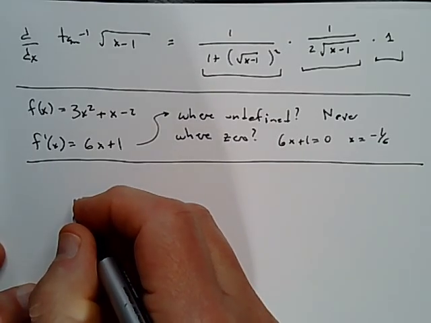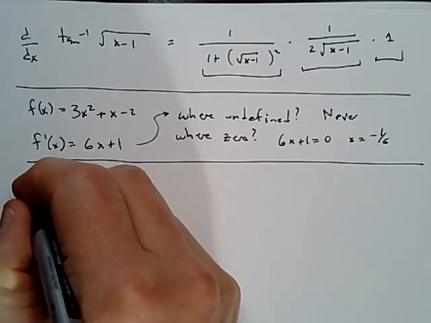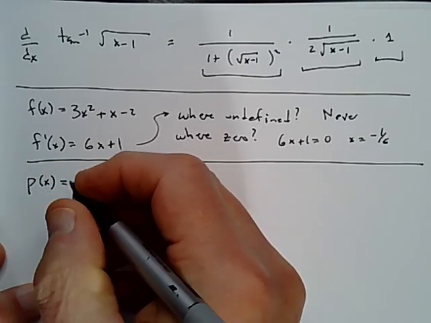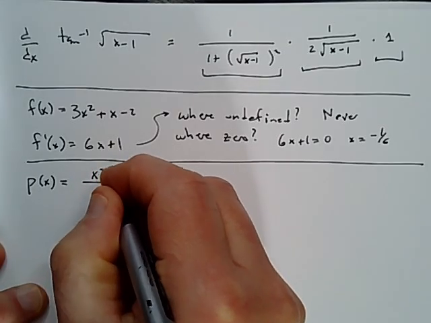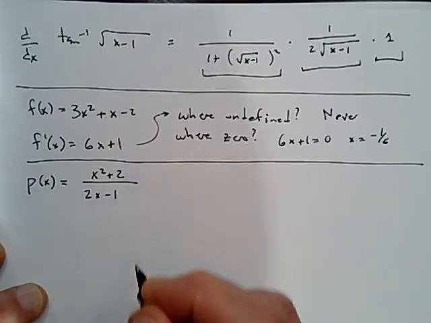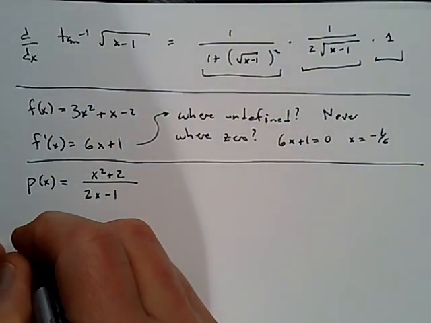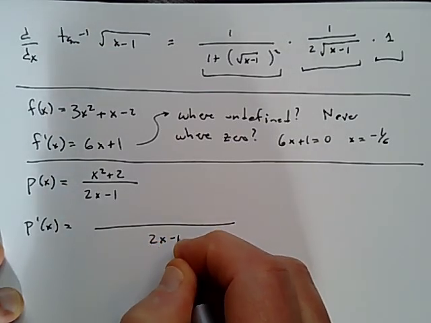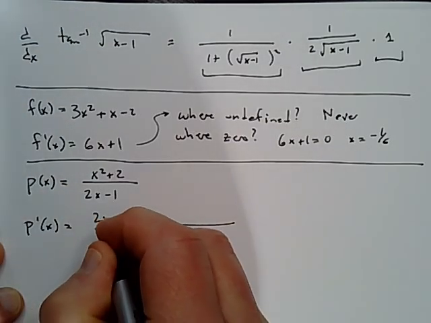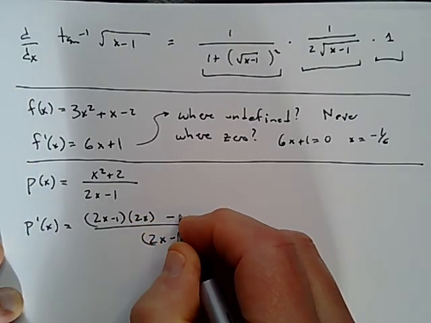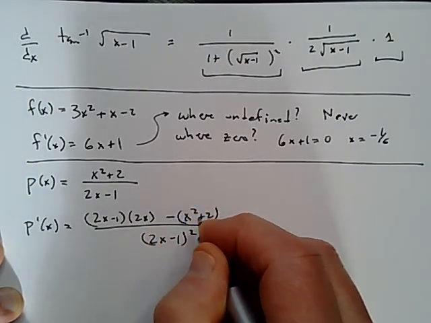Next up is number 37, which is p of x equals x squared plus 2 in the numerator, and in the denominator is 2x minus 1. So the derivative, p prime, is going to be 2x minus 1 times 2x, minus x squared plus 2 times 2, all over 2x minus 1 squared.